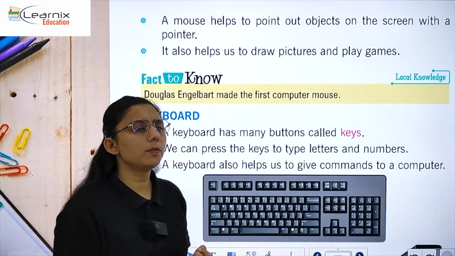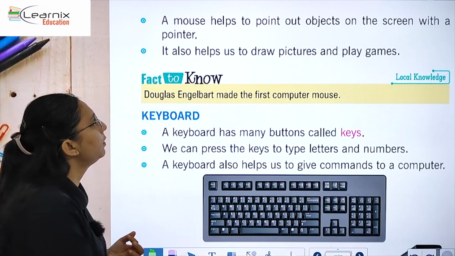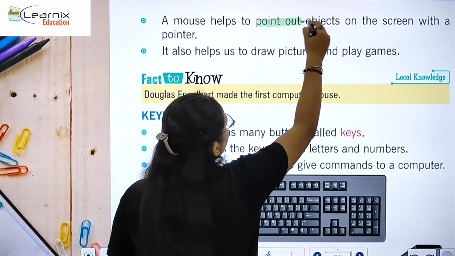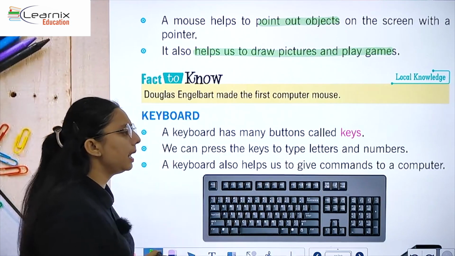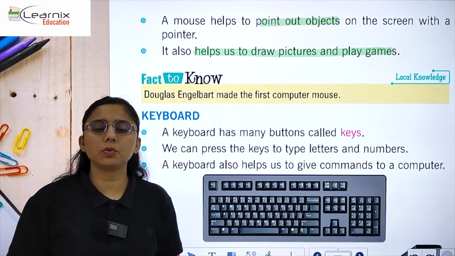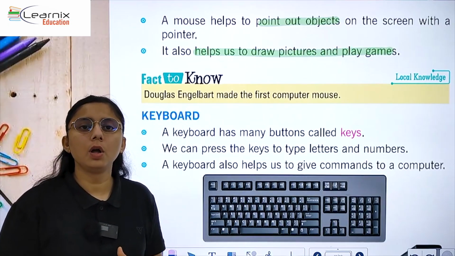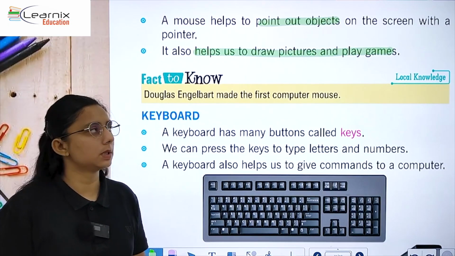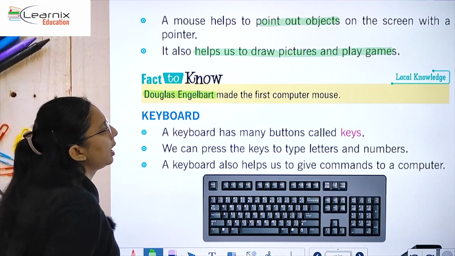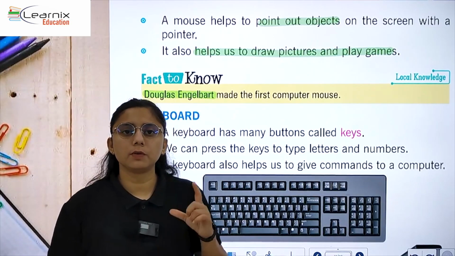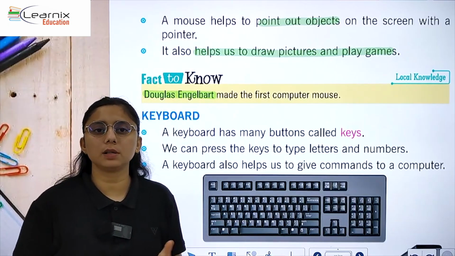Mouse helps us to point at the object on the screen with the help of a pointer. It also helps us to draw pictures and play games. With the help of mouse, you can draw, you can paint and play games. Now, a fact you may know: the first mouse was invented by Douglas Engelbart.